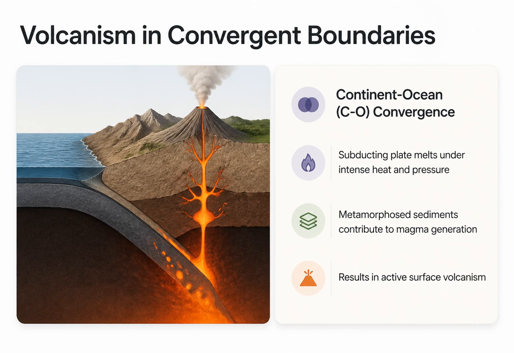Volcanism is primarily observed in continent-ocean, or CO, convergence zones. As the denser oceanic plate subducts beneath the continental plate, the immense heat and pressure melt the subducting plate and its metamorphosed sediments. This melting generates magma that rises to the surface, creating active volcanic arcs.